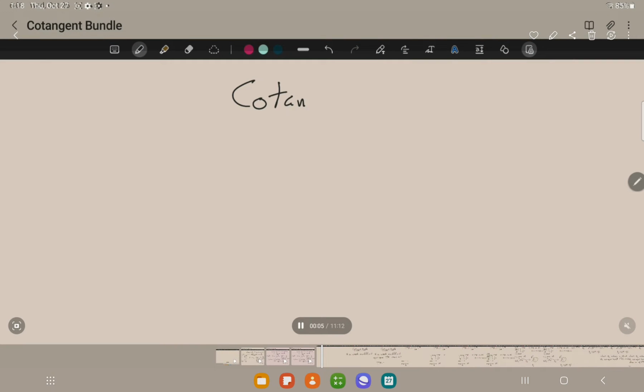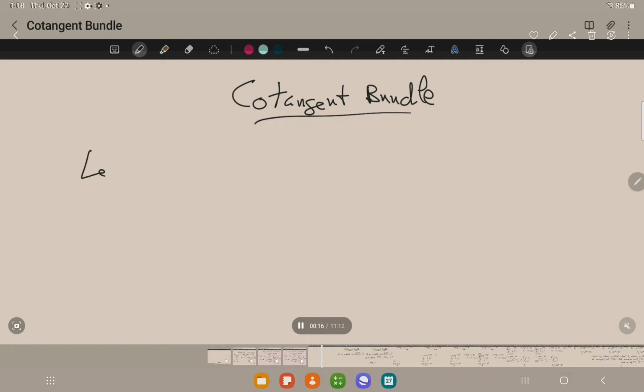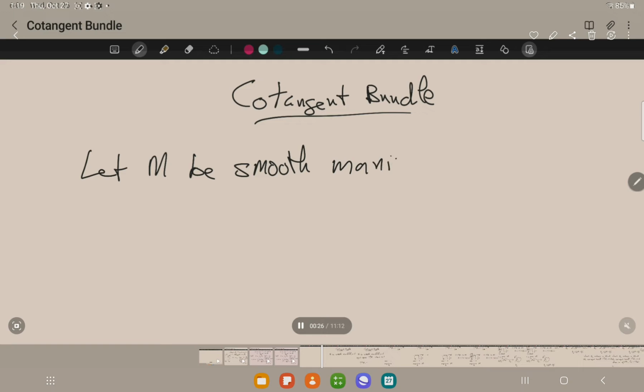All right. The other bundle that is important in physics is the cotangent bundle, and it has to do with how the Hamiltonian formulation of classical physics is formulated. So we start with, let M be the smooth manifold again.